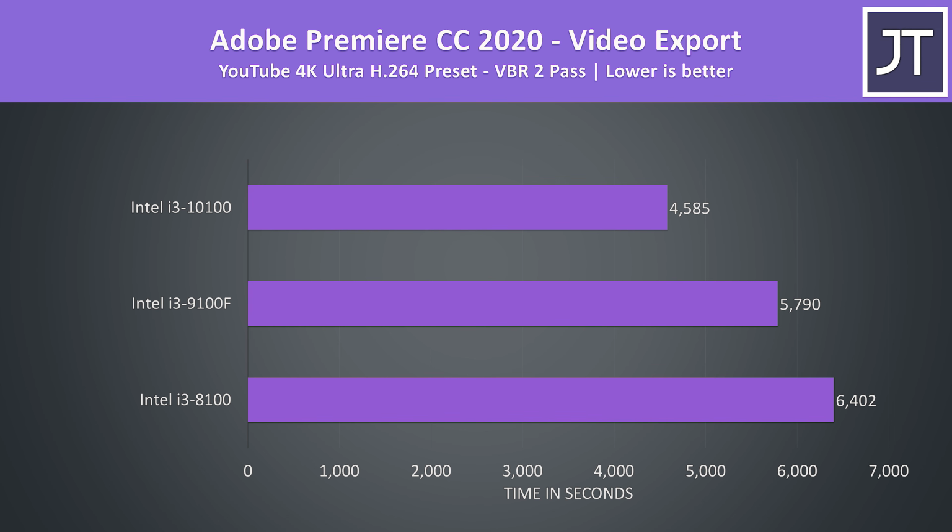Adobe Premiere was used to export one of my laptop review videos at 4K, and I've used VBR 2 pass, so all were running for over an hour. Again, the 10100 was completing the task fastest as expected, putting it 26% faster than the 9100F, or 40% faster when compared to the 8100.